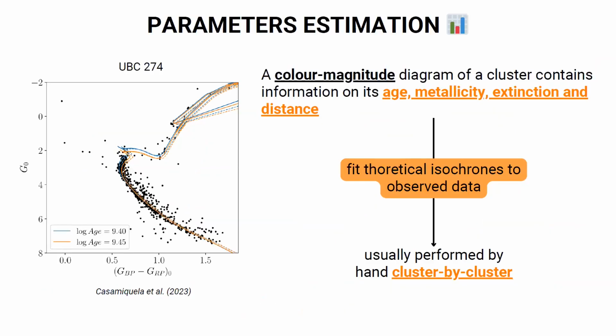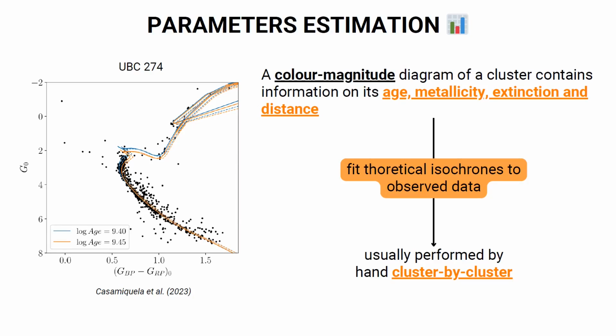Now we will see in a moment. Another problem that you want to deal with when you are studying open clusters is the parameter estimation of these things. We know for sure that the color-magnitude diagram contains all the information on age, metallicity, extinction, and distance of the clusters, and so the stars of the clusters. A common technique is to fit theoretical isochrones to the observed data, as you can see here, done by Leila Casanitera in 2023. The problem is that it is usually performed by hand and case by case.